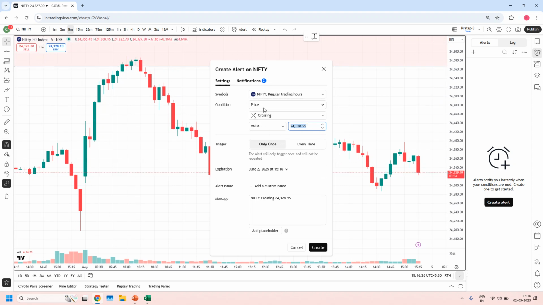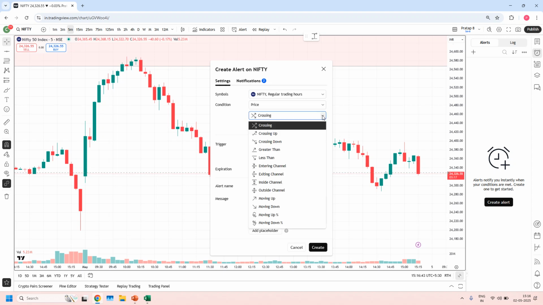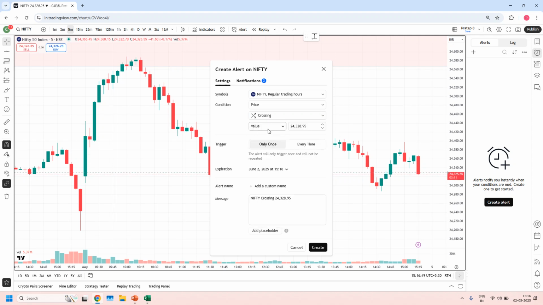Here, under condition, by default you are applying alerts for price only, not on the volume, because our trades are based on the price. See, what you want is that while crossing whatever value you are setting, the alert should be displayed. That's why always choose crossing. You have different options, greater than, less than, but our interest will always be that while crossing that value, the alert should be displayed. And that value you have to specify, but I will change this value.